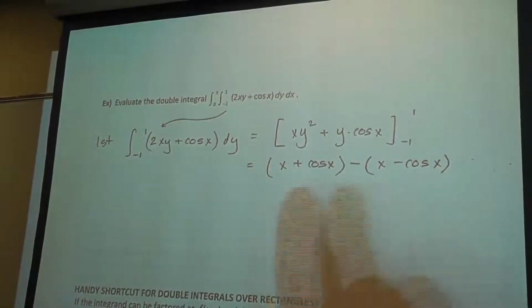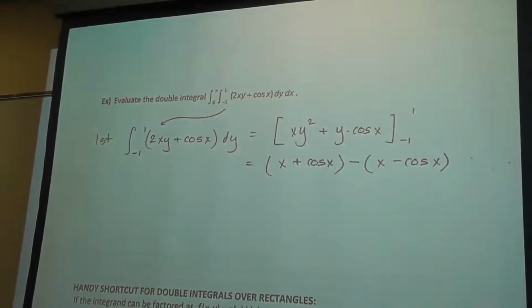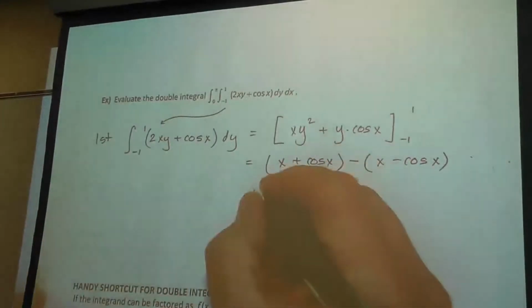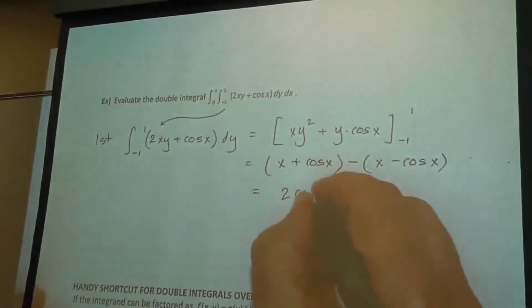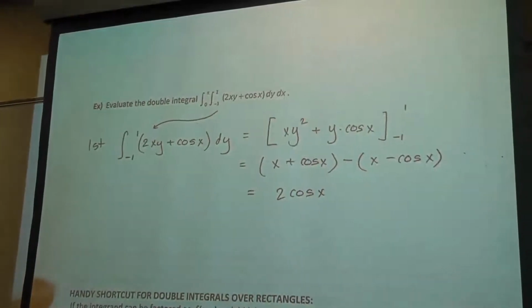Be liberal with your parentheses and watch out for those sign mistakes. 2x, 2 cosine. Yeah, the x actually cancels because they're both positive, but cosine minus negative is going to give you a 2 cosine x. Okay? And now you're ready to go to the second half of your iteration.